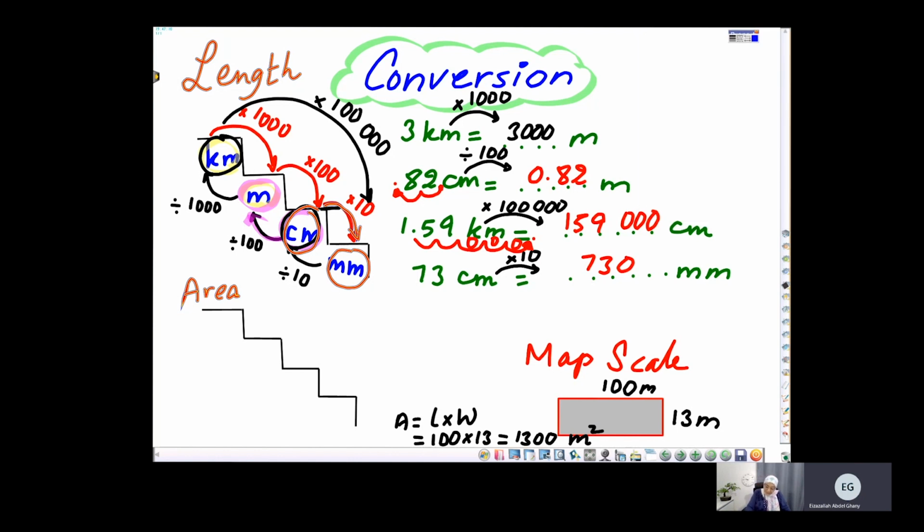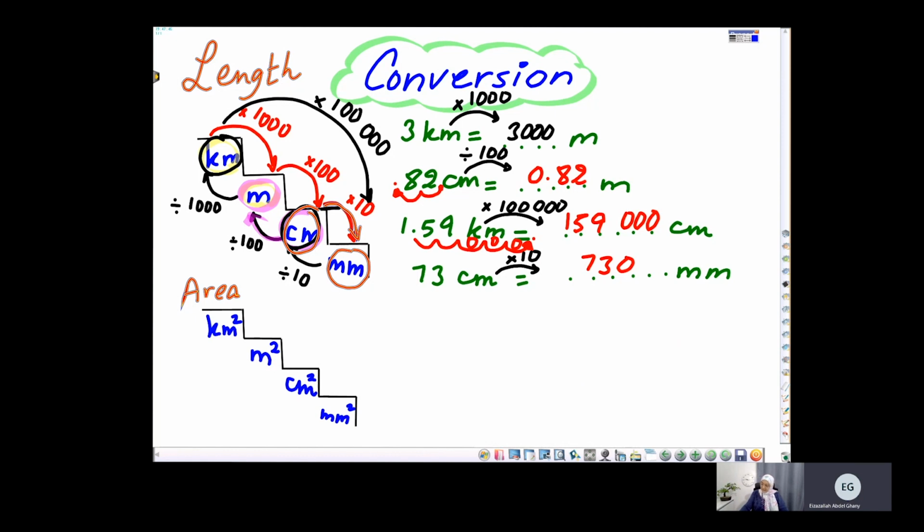So the units of measuring area now will be, instead of just kilometers, square kilometers, like measuring areas of countries. Instead of meter, you have to say it is square meters or meter squared, as if you are measuring the area of a piece of land. In centimeter squared, when you measure the area of a paper. In millimeter squared, it is a tiny area. So now, let's take examples on how we convert areas.